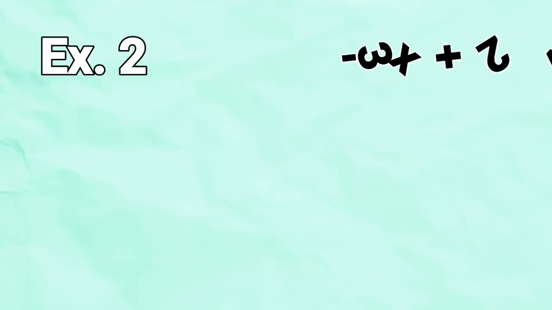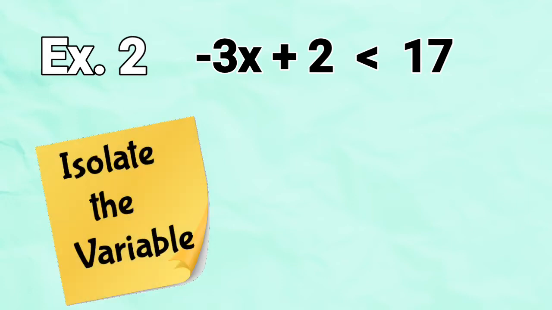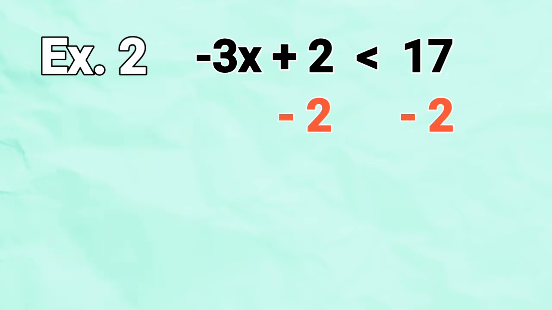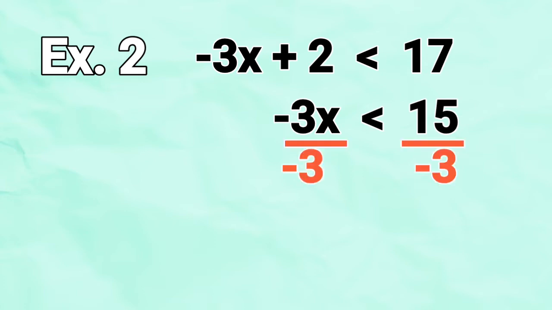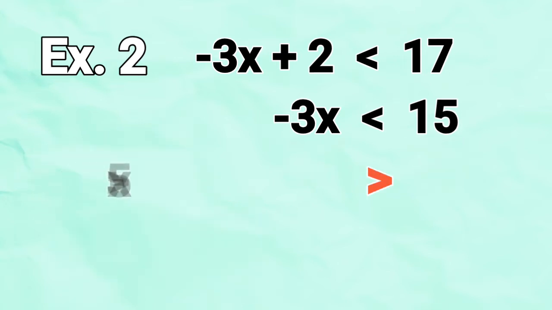For example 2, we want to solve negative 3x plus 2 is less than 17. We'll need to isolate the variable, so I'll subtract 2 from both sides, and we get negative 3x is less than 15. Next, we'll divide both sides by negative 3, and since we're dividing by a negative, we have to remember to flip the sign. So we're left with x is greater than negative 5.